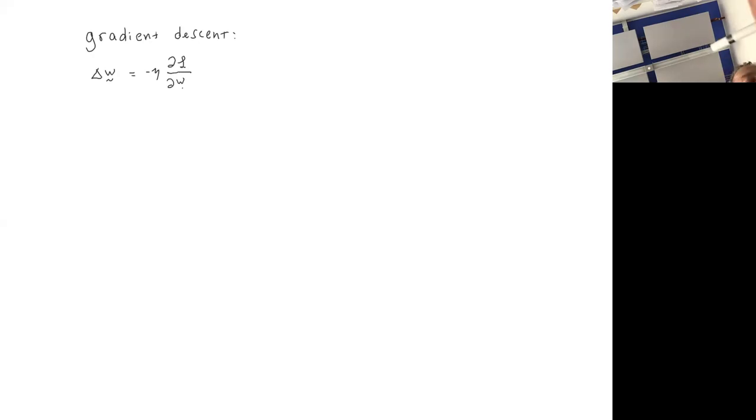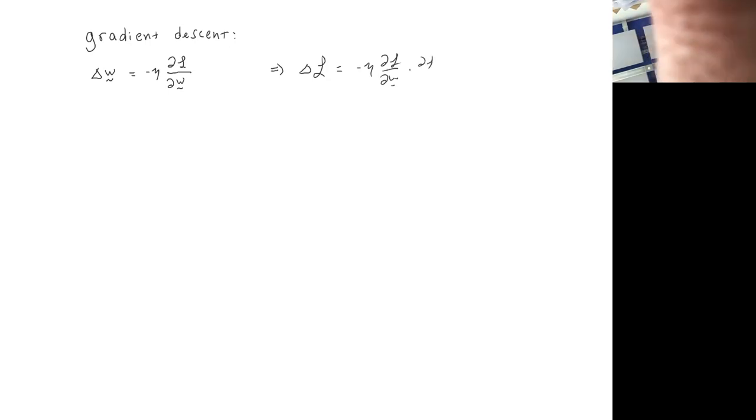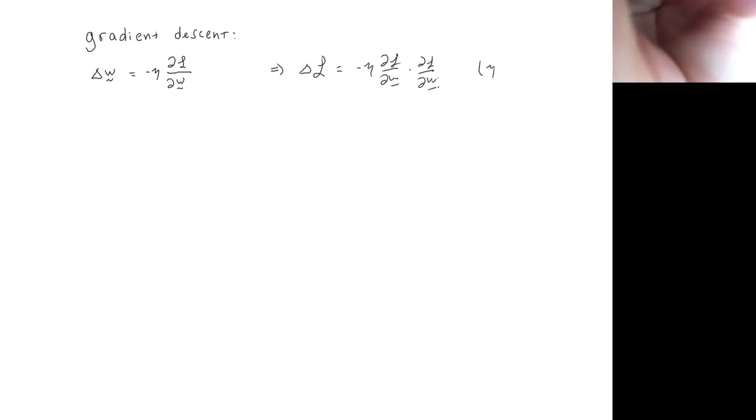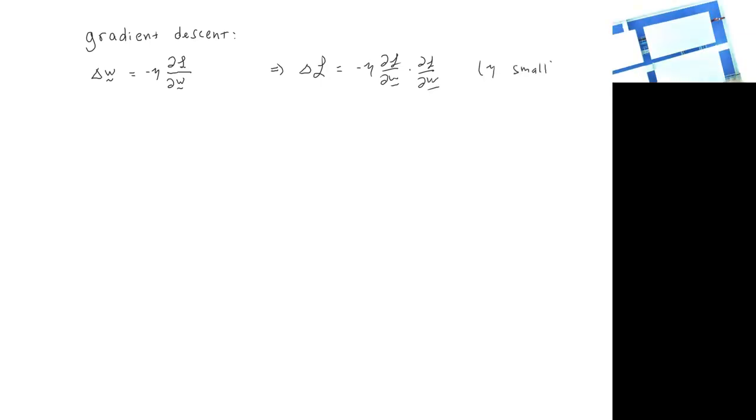This is in general, and we saw before that implies that delta L, the change in the loss for small learning rates, equals minus eta partial of L with respect to W dot partial of L with respect to W for eta small. So we saw that last time. It's easy to show.